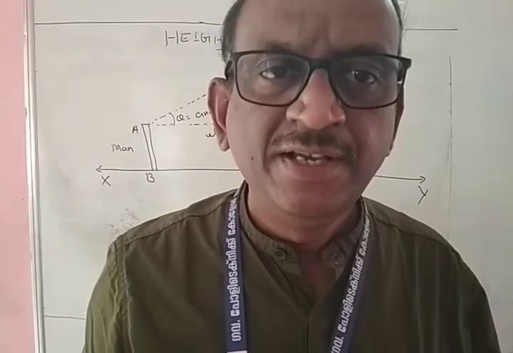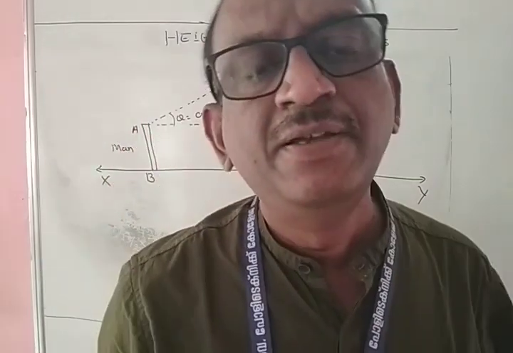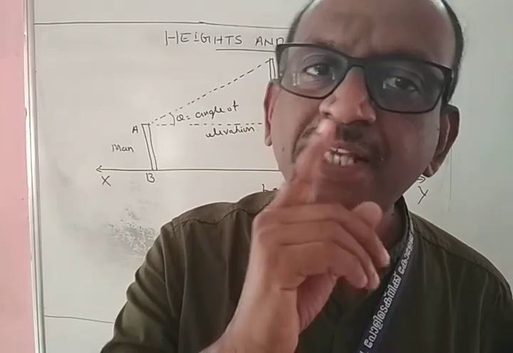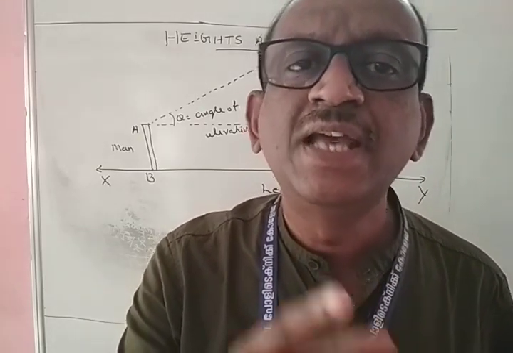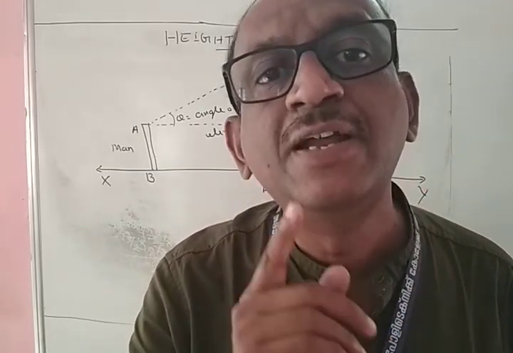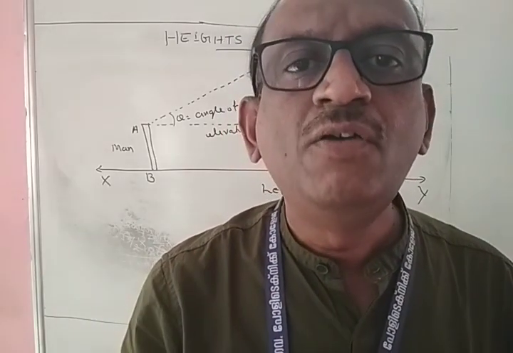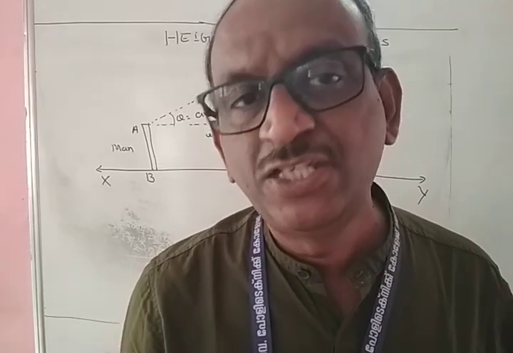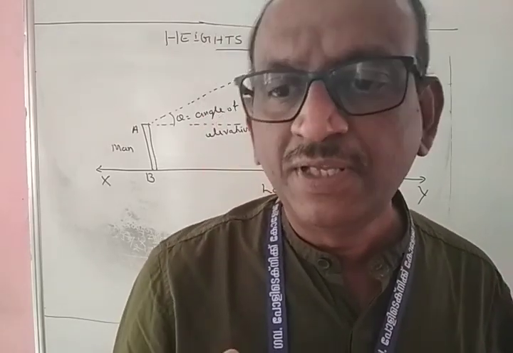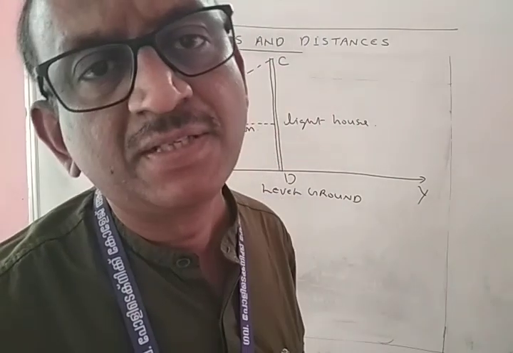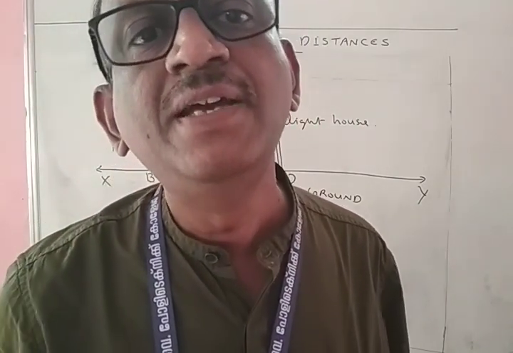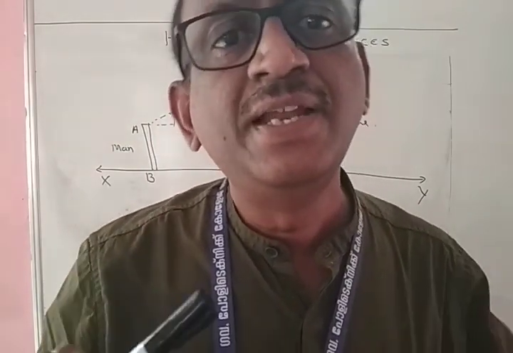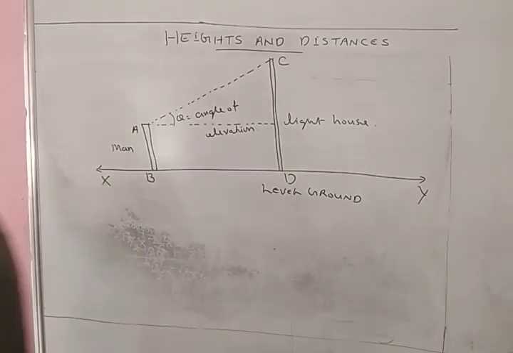Therefore, we studied four concepts here. First concept is the normal line of sight, and the second one is the actual line of sight. Third one is angle of depression, and fourth one is angle of elevation. Angle of depression is the angle between the normal line of sight and the actual line of sight. Both the definitions are the same: angle of elevation and angle of depression are the angle between the normal line of sight and the actual line of sight.